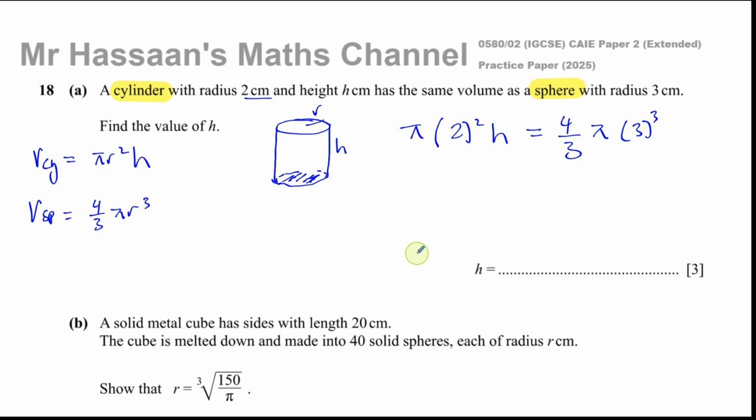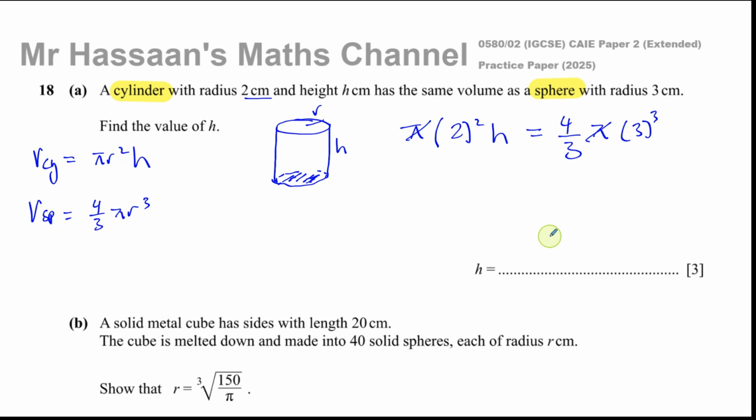Now, in the past, we would use calculators, we wouldn't have to think too much about it. We just plug in numbers and we'll get the answer. Now, because we have the non-calculator paper, we have to think of ways of making our life easy for ourselves. First of all, you see there's a pi on both sides. We divide both sides by pi, and the pi's cancel out. Pi, remember, is just a constant.